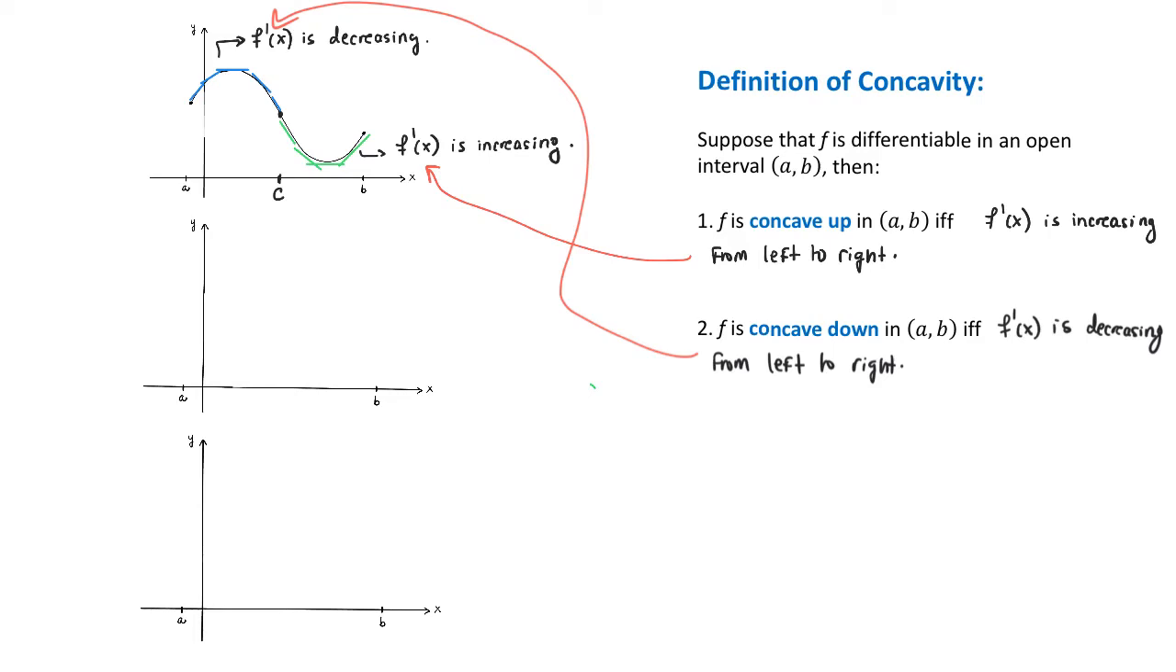So this is exactly the main definition of concavity. A function is concave up if the first derivative is increasing, and a function is concave down if the first derivative is decreasing within the specific interval AB. What I want to do now is to go ahead and sketch the first derivative of this graph. I am going to do that by noticing some key features of the tangent lines here.